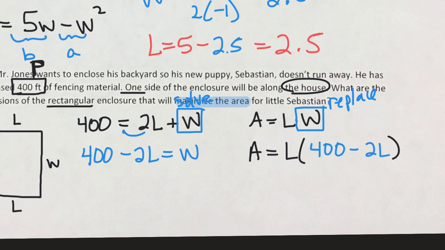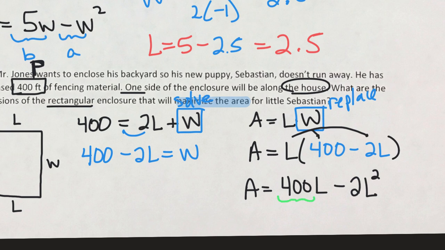But we don't. We have left our fractions alone. So we have an area of L times 400 minus 2L. So we distribute to get our quadratic, 400L minus 2L squared. Okay, we want to maximize your area. Area is a squared unit. Squared equations are called quadratics. So from your quadratic, we're going to have a b value of 400 and an a value of negative 2.